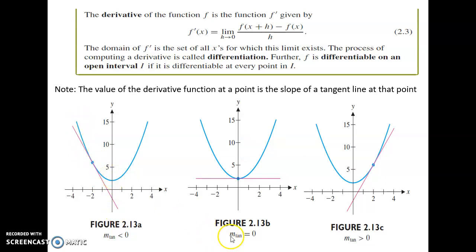If the slope or the derivative is 0, then the tangent line is parallel to the x-axis. That means it is neither increasing nor decreasing. If the slope or the derivative is positive, then the tangent line is like this, and the curve is increasing. Curve decreasing, derivative negative. Curve neither decreasing nor increasing, 0. And curve increasing, the tangent or the derivative will be positive.